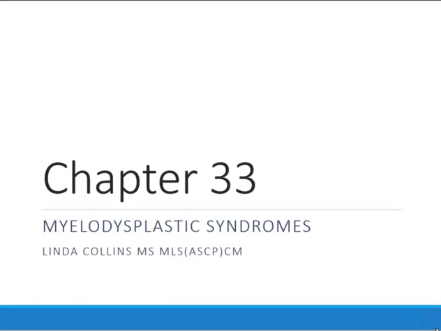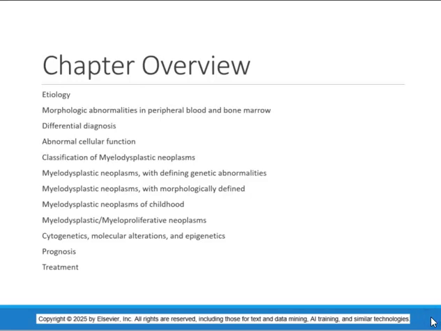Chapter 33, Myelodysplastic Disorders. So we'll go over what they are, where they're from, what they look like in the peripheral blood and the bone marrow, how we make a diagnosis, what the problem with the cells is, and how we classify them. And you can see the list of classifications. What are the cytogenetic abnormalities, some molecular stuff, and what's the prognosis and treatment for MDSs.